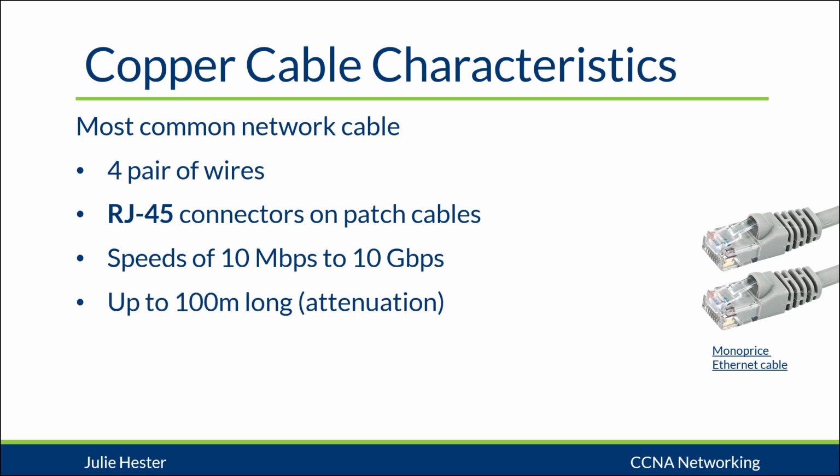One characteristic of copper cable is it's limited by the physics, so that once a cable gets to 100 meters long, it starts losing some of the data. The data drops off through a process called attenuation. So guidelines say we should not run cables more than 100 meters.